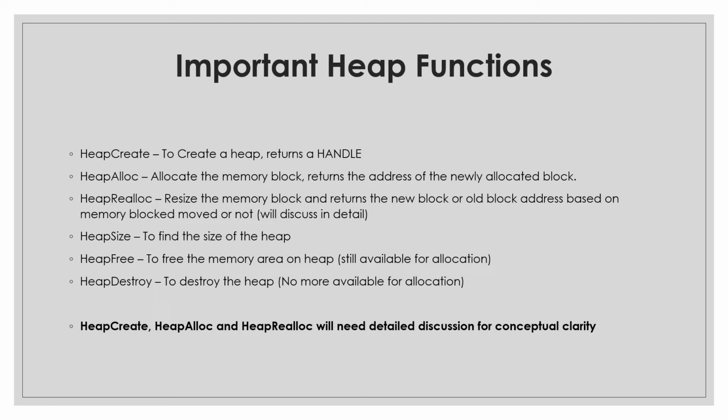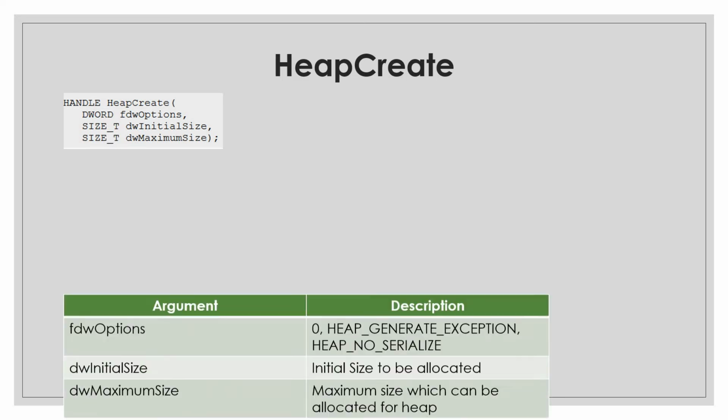There are three functions, HeapCreate, HeapAlloc, and HeapRealloc, that need discussion in detail. The rest of the three functions, HeapSize, HeapFree, and HeapDestroy, are relatively simple, so we are not going to discuss them in detail. Let's see the very first function, HeapCreate. This is the signature of the HeapCreate function. There are three arguments. Let's see.